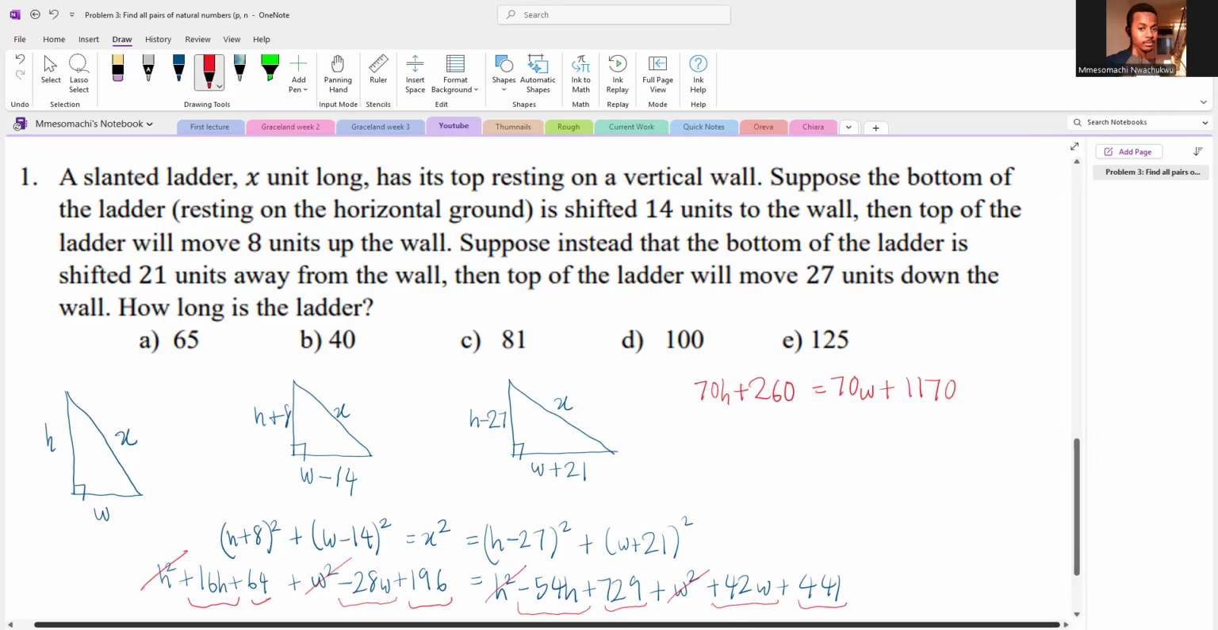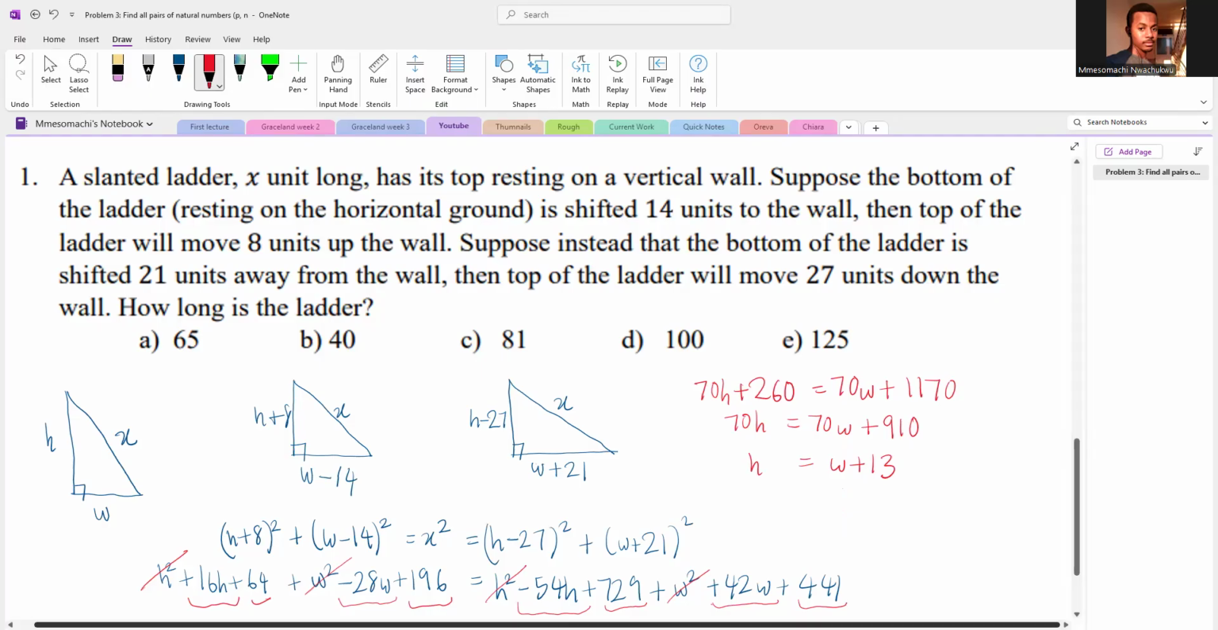So we can subtract 260 from both sides. So we have 1170 minus 260, and this is going to be 910. So we have 70H equals to 70W plus 910. We can actually divide through by 70. So we have H equals to W plus 13. So H equals to W plus 13.